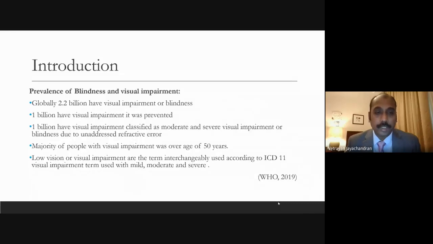In that 1 billion, the majority of the people affected by visual impairment are 50 years and above. Sometimes the term low vision is used interchangeably with visual impairment. According to ICD-11, the current classification of visual impairment, the term low vision has been removed and visual impairment is included. This visual impairment is classified into mild, moderate, and severe categories.